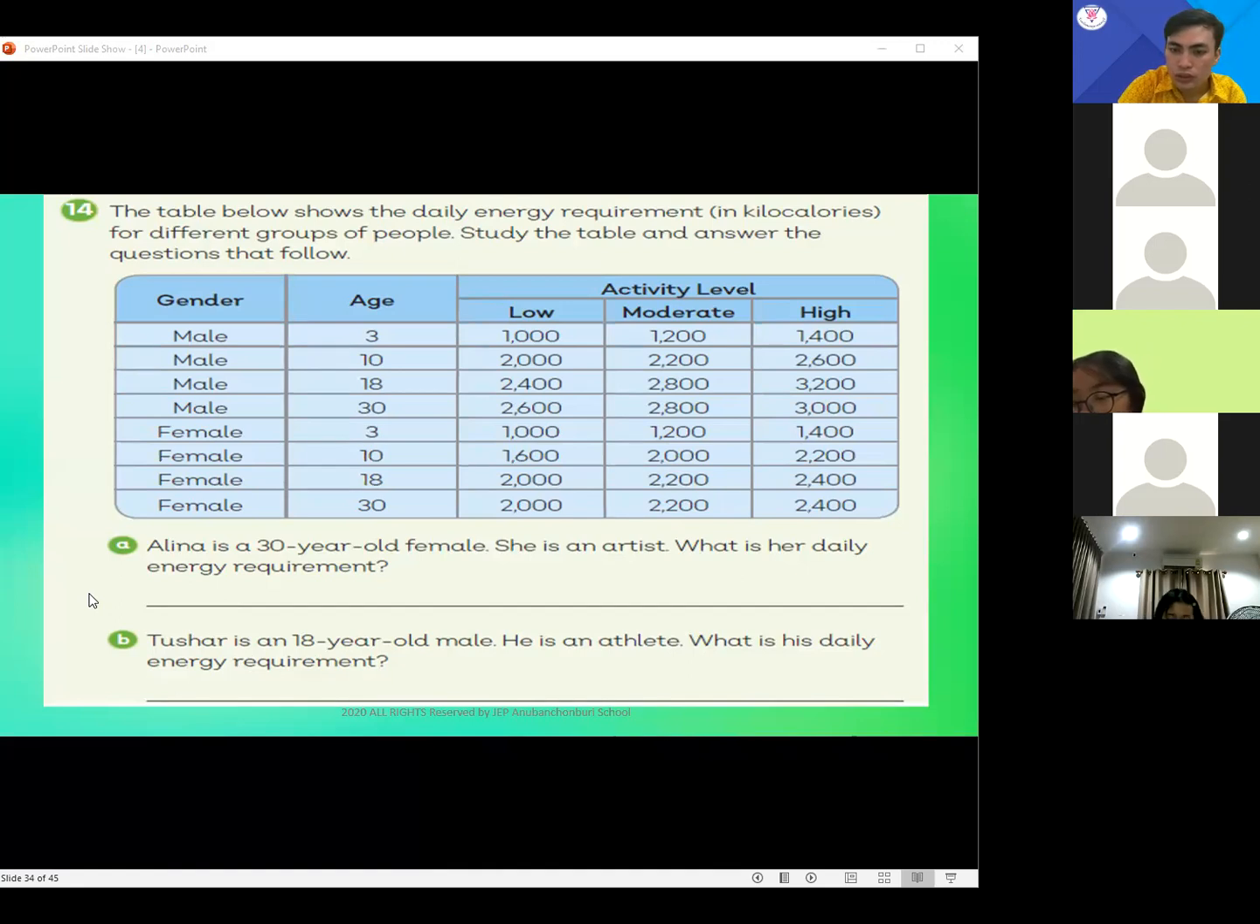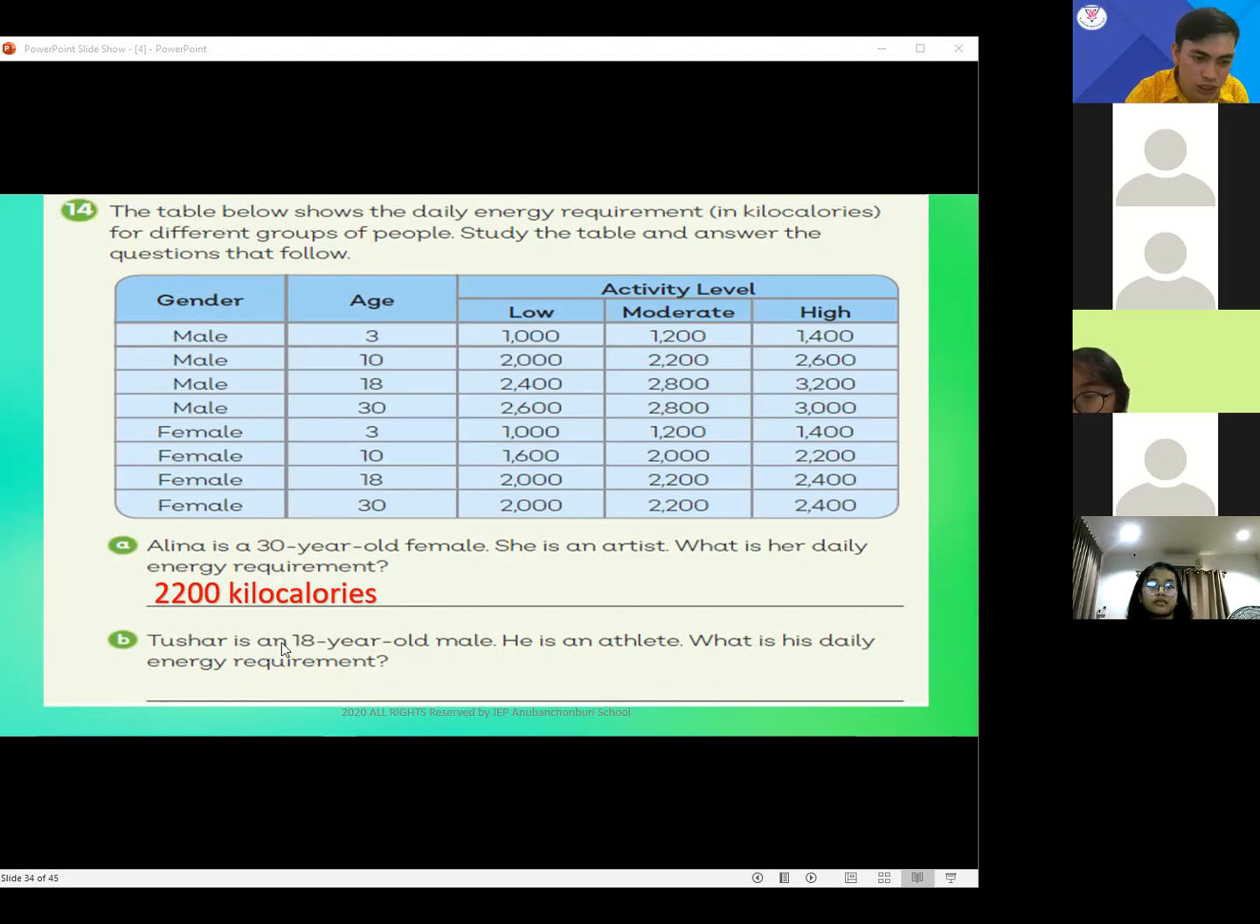2,000. 2,000 is wrong. 2,200. 2,200 is correct. Who said 2,200? I think there were two people, right? Tanapon and who? Okay, so I'll just give it to Tanapon, number 32. Okay. All right, what about Tushar?